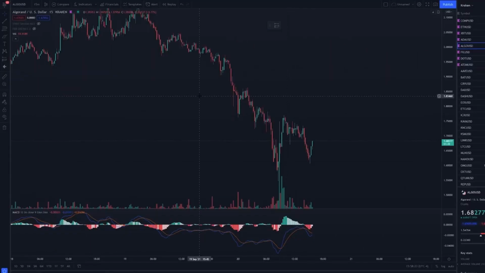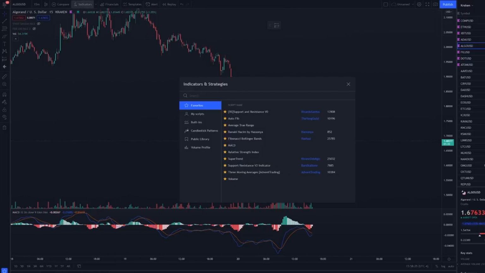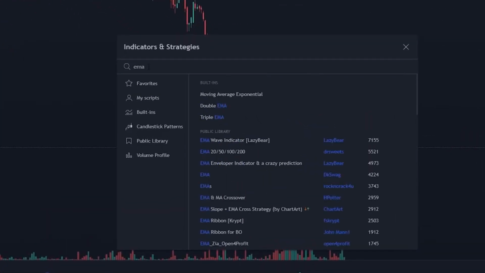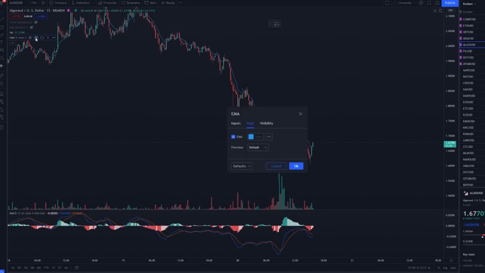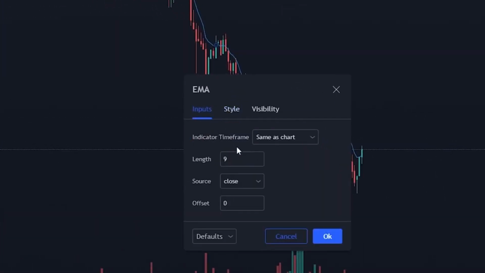To do this, you're going to go to the Indicators tab on TradingView and type in EMA, which stands for Exponential Moving Average or Moving Average Exponential. Click the top one. Then you're going to go here, click the settings of the EMA, and go to Inputs and change the length to 200, which is going to make it a 200 exponential moving average.